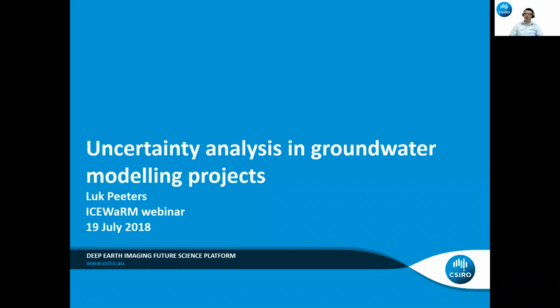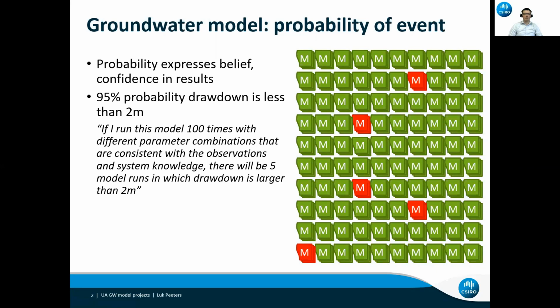Sorry, I'm just trying to get to the next slide. Here we are. So, to me, in essence, one of the main aims of a groundwater model is to quantify the probability of an event happening, some event related to groundwater management like pumping or drawdown occurring.